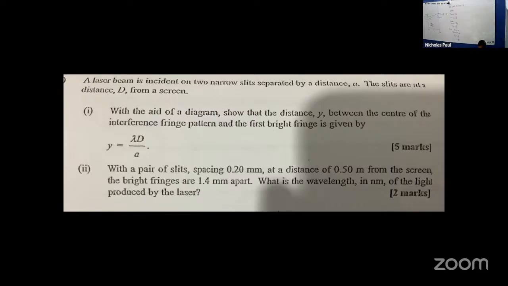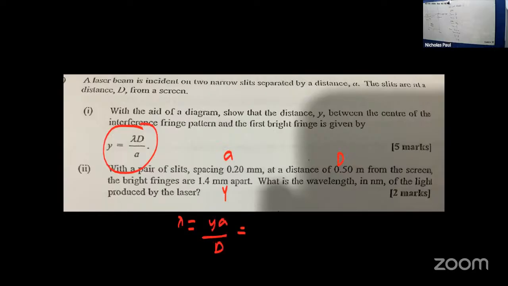Alright, time up. Let's do it again. Right, so all you really had to do there was just figure out what is Y. So the Y is displacement, so we have Y here, and distance from the screen is D. Sorry, the fringes are Y apart. And they want us to find lambda in nanometers. So rearranging this formula, we'll get lambda is Y A all over D.